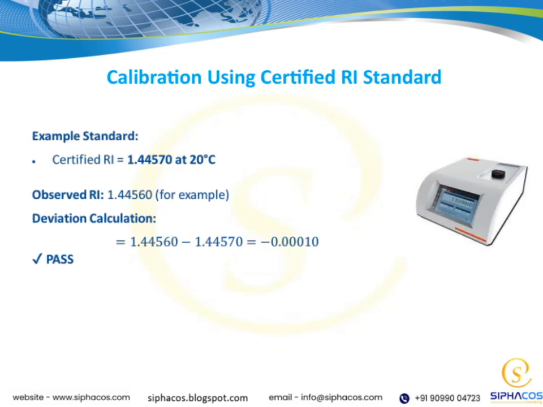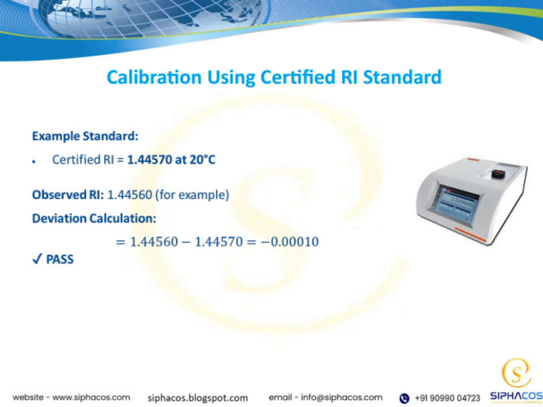Now, let's talk about calibration using a certified RI standard. This is a crucial step in ensuring our measurements are accurate and reliable. When we calibrate with a certified RI standard, we're essentially using a trusted reference that has been officially verified for its refractive index. This helps us establish a precise baseline for our instrument.